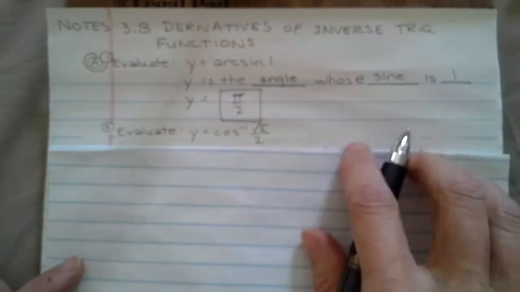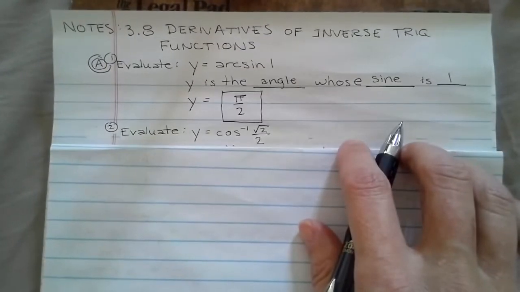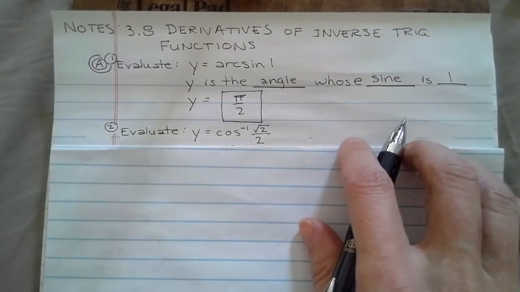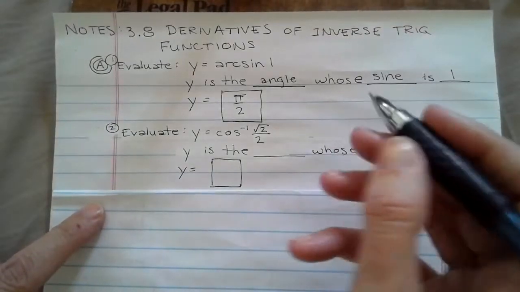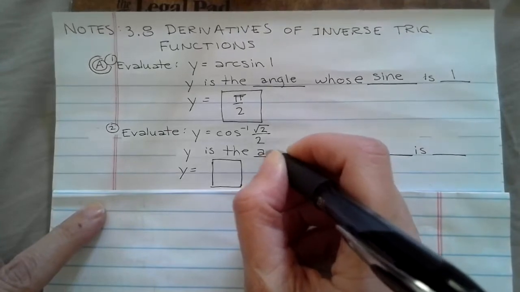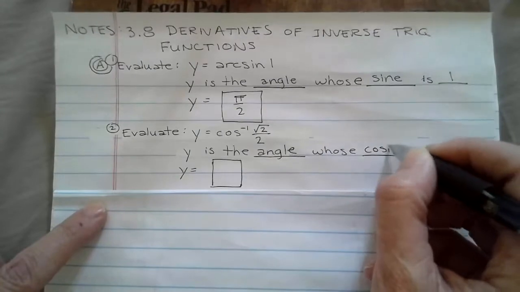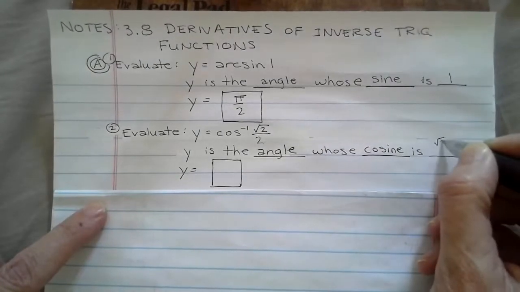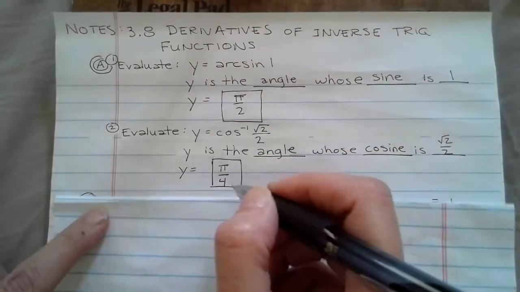So we'll take a second here, and I'll give you one that you can work on your own. There we go. All right, go ahead and answer that one. And hopefully we ended up with pi over 4.